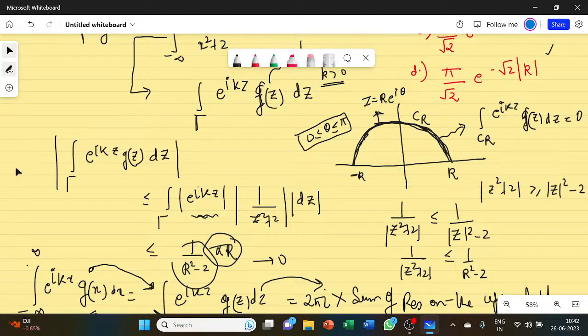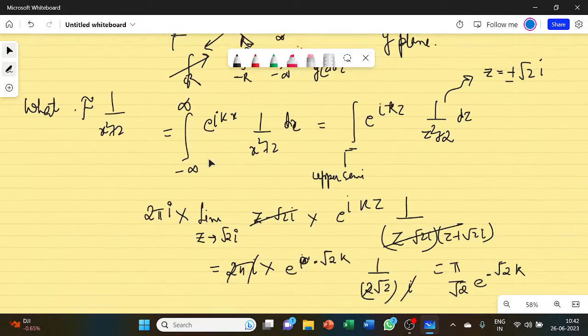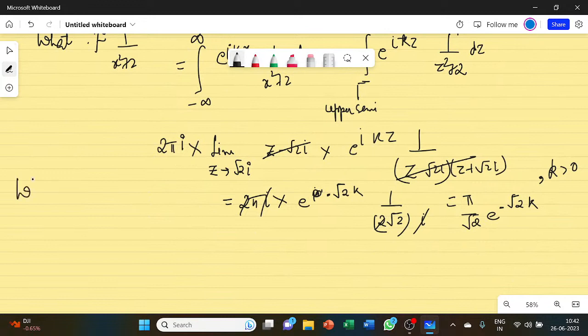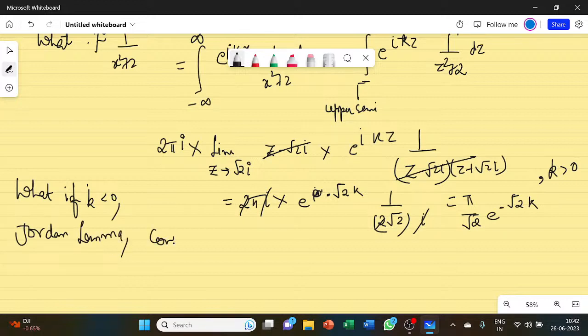But while we are evaluating the Fourier transform, we have not put any such constraint on k. So basically, this integration is correct provided k is greater than 0. Now what if k is less than 0? Then the Jordan lemma suggests that the integration that you're doing on the upper half, you have to do on the lower half. Then construct a semicircular contour on the lower half.